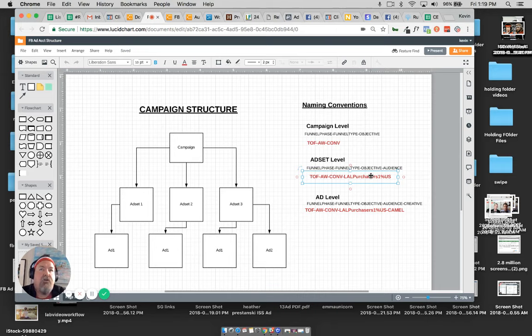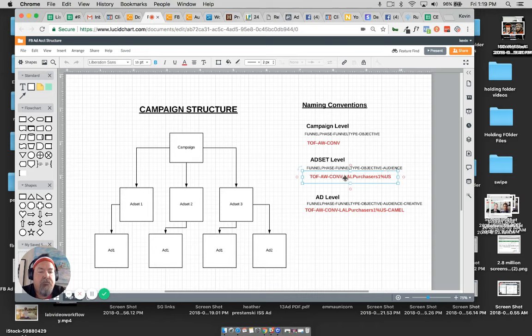So if you're going to break it down and have one ad for feed, one ad for Instagram, and one ad for say sidebar, then I would notate that here too. So it'd be lookalike purchasers 1% US dash feed. So you can add more, but I at least add the audience.